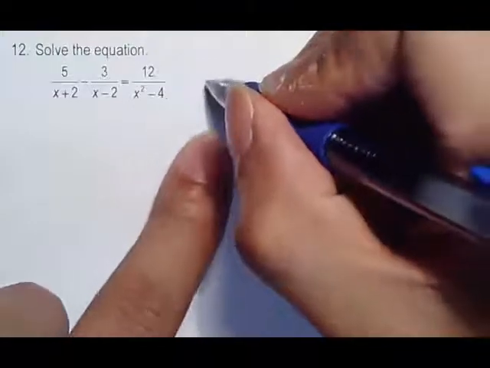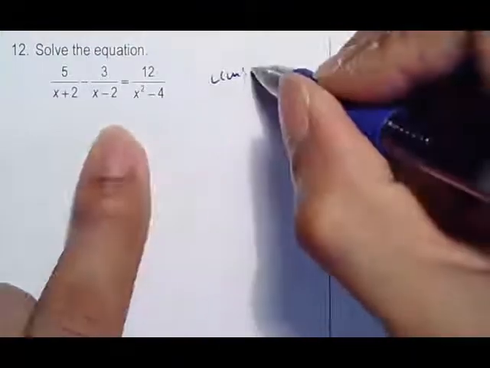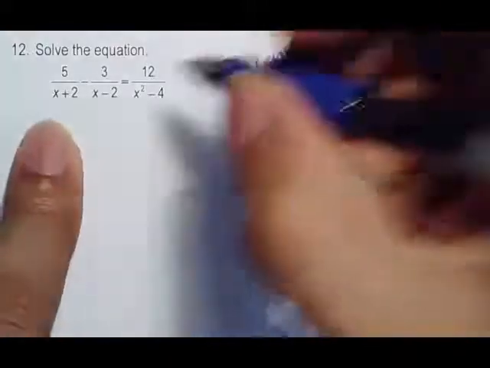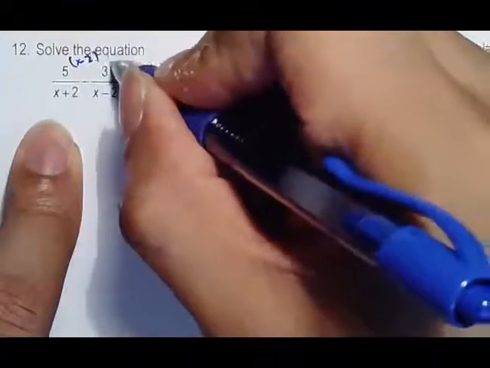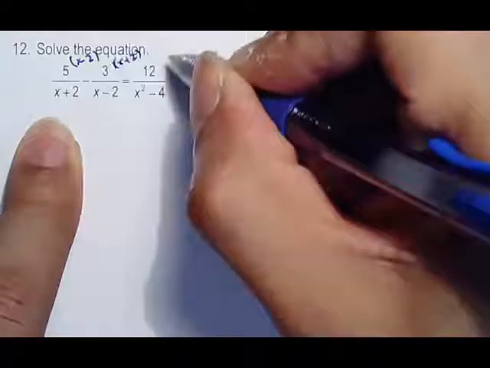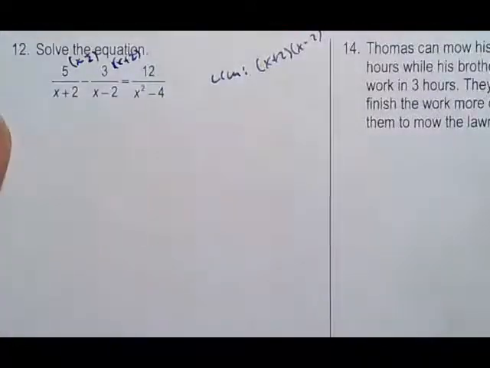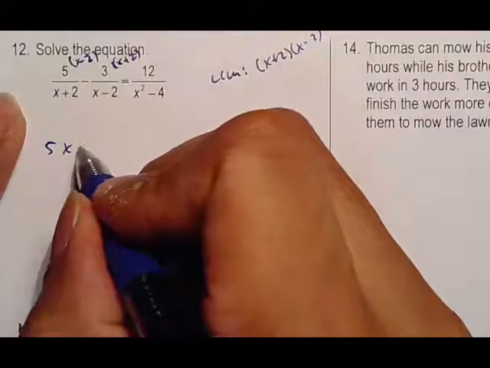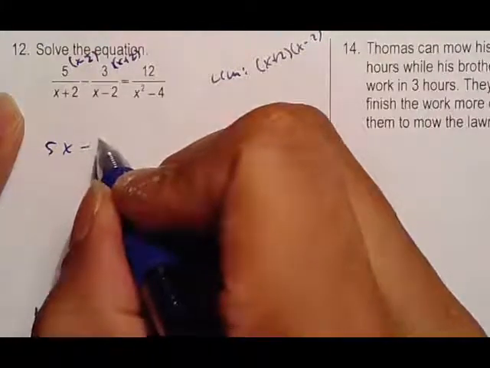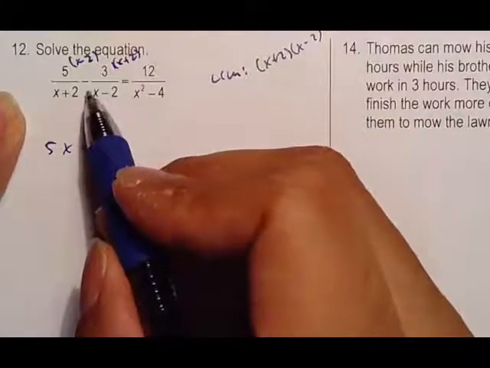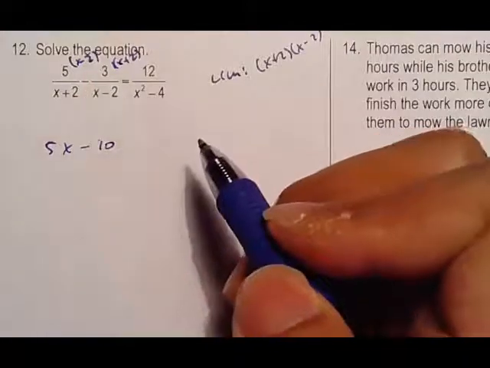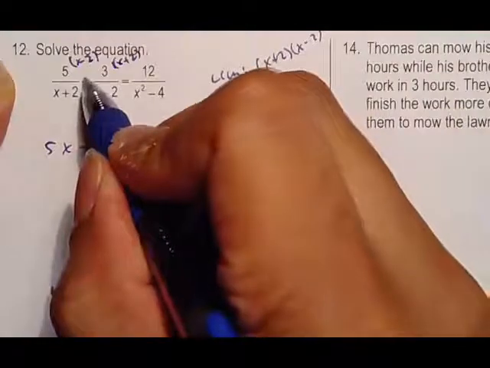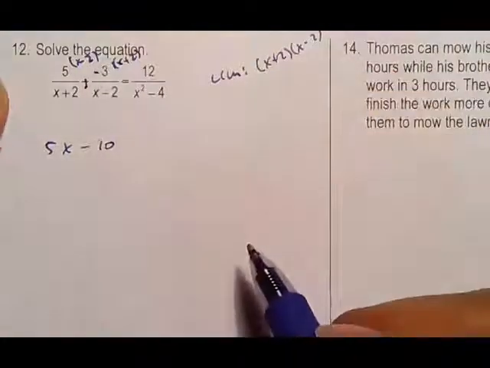Again, solve the equation. LCM would be x plus 2, x minus 2. This needs an x minus 2. This needs an x plus 2. This needs nothing. So this turns into 5x minus 10. I'm looking at this negative and making sure I'm careful. And what I would do, if you don't want to mess up with this, is watch this trick. I'm going to turn this into a positive, and I'm going to move this negative to the top.